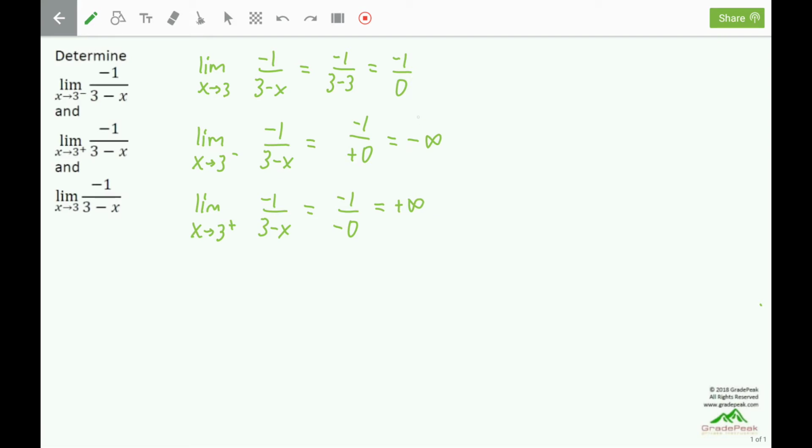The two-sided limit depends on the results of the two one-sided limits. They do not match each other here, so the two-sided limit does not exist, and there are the results of the three different limits.